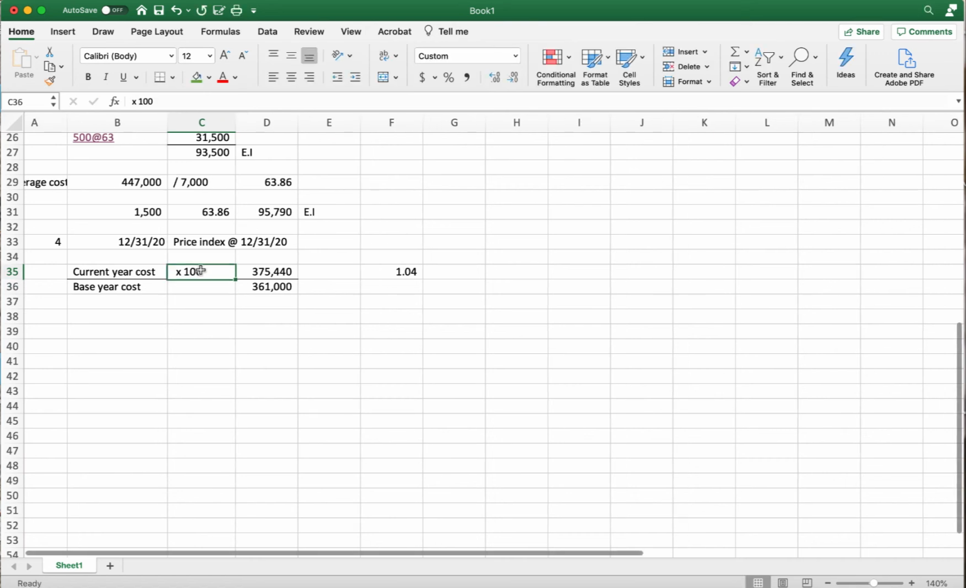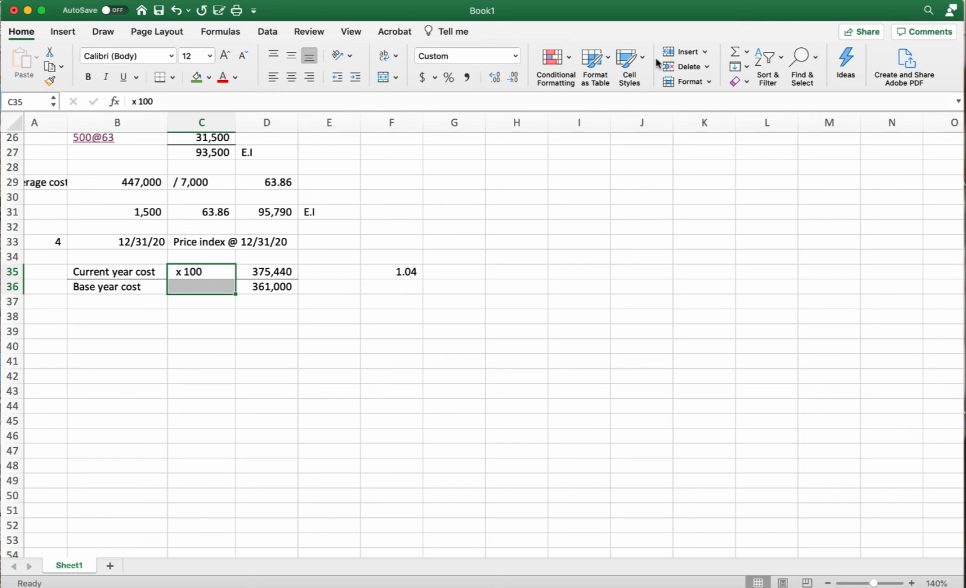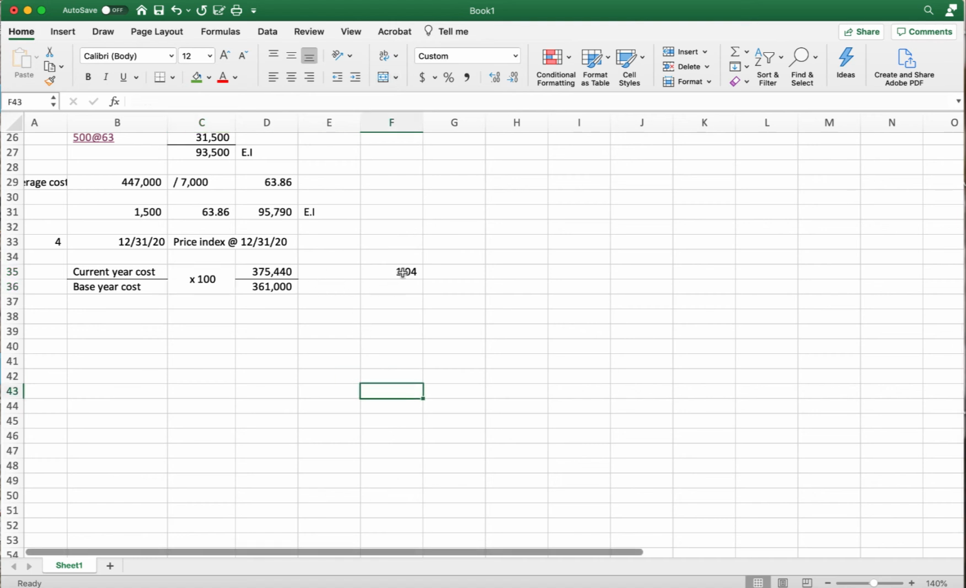Okay, there we go. So then I multiply this by 100, and I end up with 104. So that's my price index in year 2020. I have to do the same thing for year 12/31/21.